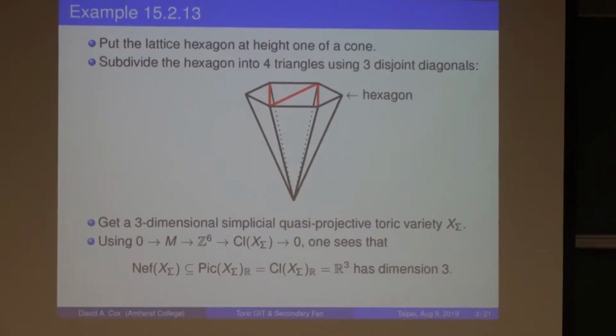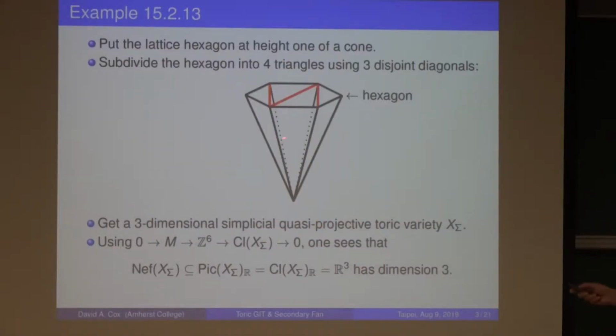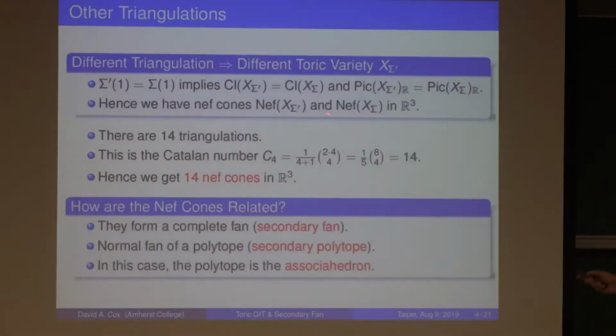But now comes the fact that there's more than one way to triangulate this. So what does that imply? Well, let's take a different triangulation. I'll get a different toric variety. I'll call it X sigma prime. But they'll have the same rays, because after all, the rays are just the 6 vertices of the hexagon. And the rays determine the class group, so I'm still going to get this. So in fact, I have 2 different toric varieties, but their Neff cones live in the same space. That's pretty interesting. And it turns out in this case there are 14 triangulations. I'll show you all 14 in about a minute.